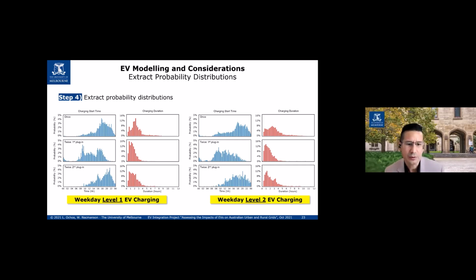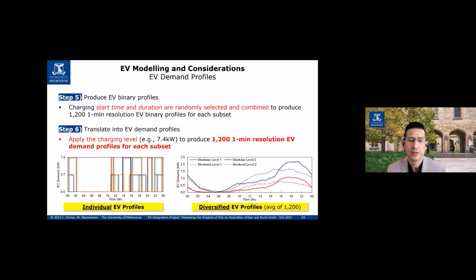And for how long are you going to charge? Well, this will depend on different factors, but what you can see is 3-4 hours in general, up to 2 for sure in most cases. And then the same thing can be done for weekday level 2 charging. These are just examples. But once we have the probability distributions, we can actually produce profiles, because we can extract these distributions, and then with the start time and the duration, we can randomly select and combine to produce many, many 1-minute resolution profiles that can represent how people actually are going to use the electric vehicles at home. And this is very important.